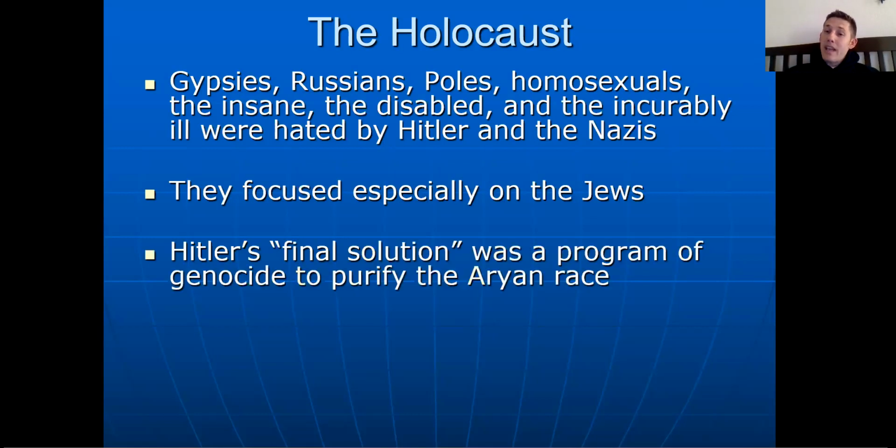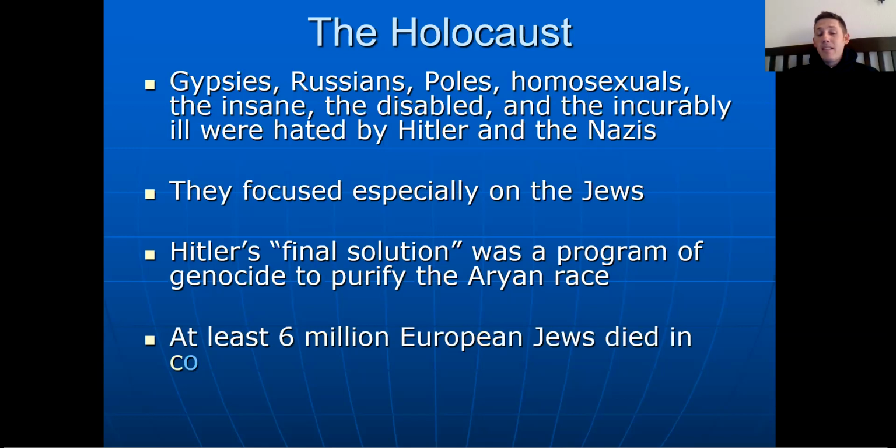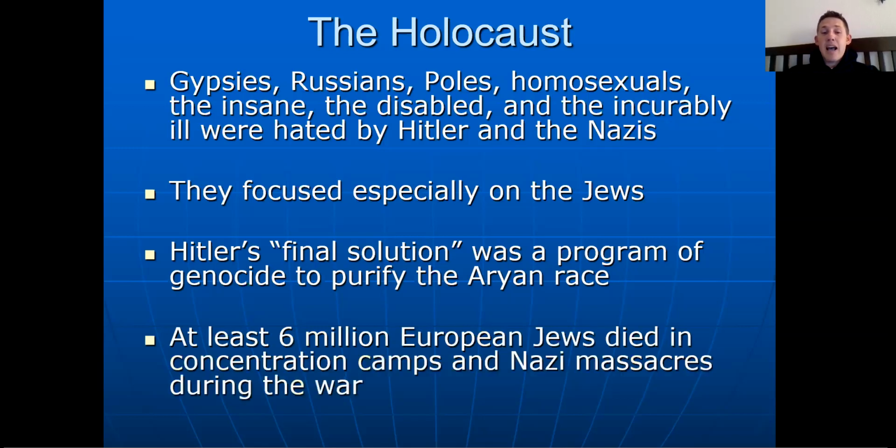They were thrown in areas called ghettos. Many of them were taken to concentration camps. They were put into forced labor. They were used for experimentation. Millions died. Okay, so this was one of the darkest spots in human history. At least 6 million European Jews died in these concentration camps and during massacres.